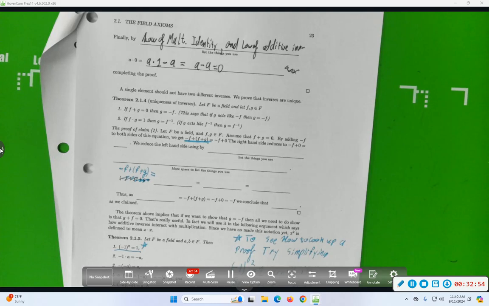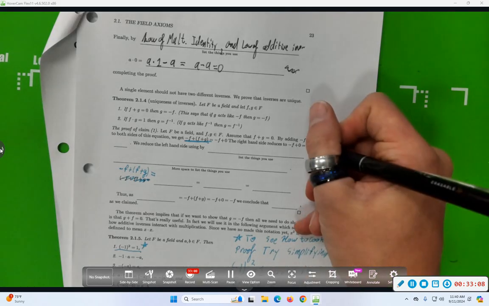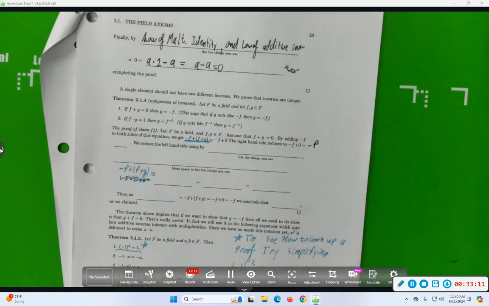Let's try to simplify down both sides. What is the right-hand side equal to? Cool. And I know there's this blank, but like, there. So that's good. The right-hand side reduces to minus F. If the left-hand side reduces to G, then we win. So we have a goal in mind. Take this, which I wrote down incorrectly, but it is the same, right? And let's simplify that down to minus F.